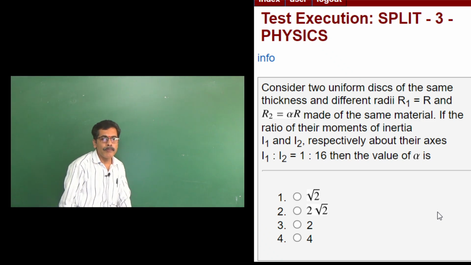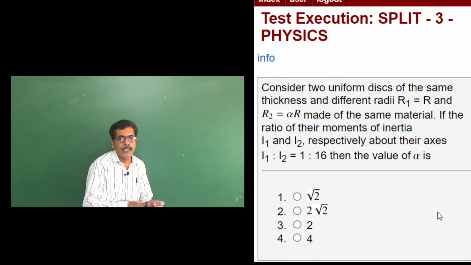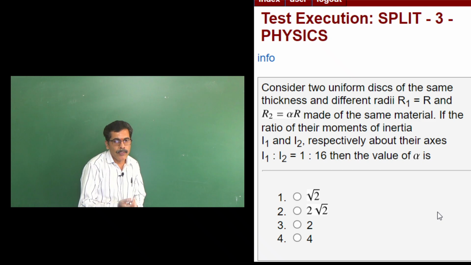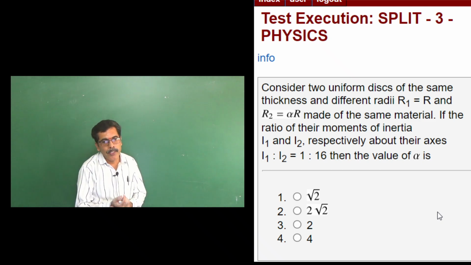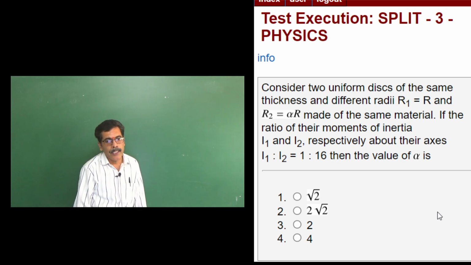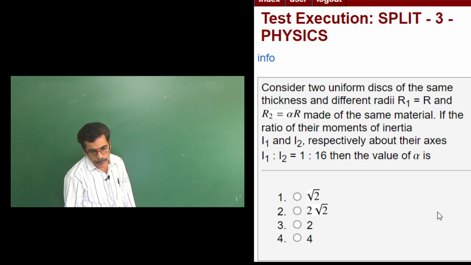Consider two uniform discs of the same thickness and different radii, R1 equal to R and R2 equal to alpha R, made of the same material. If the ratio of their moments of inertia, I1 to I2, about the axis is 1 to 16, the value of alpha is?